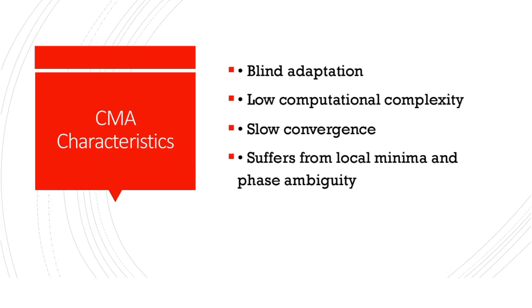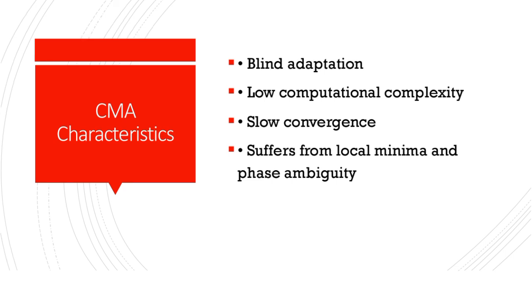What are the characteristics of constant modulus techniques? The first thing is that we can adapt blindly, because there is no training sequence. The next thing is that the computational complexity is very low. The third is slow convergence, and the fourth thing is that it suffers from local minima and phase ambiguity.